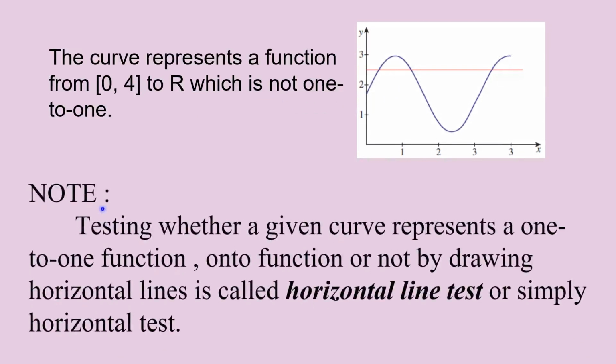Let us see the note. Testing whether a given curve represents a 1-to-1 function, onto function or not by drawing horizontal lines is called horizontal line test or simply horizontal test. That is, to find whether a curve is a 1-to-1 function or an onto function, we can use this horizontal line test.